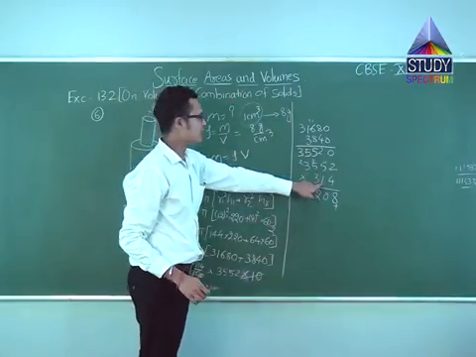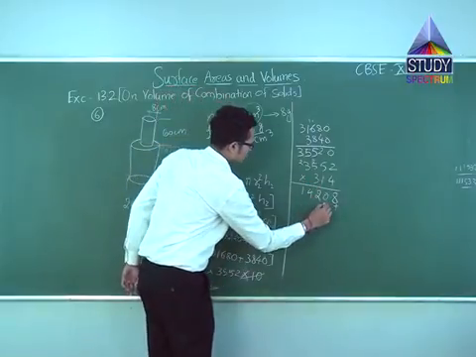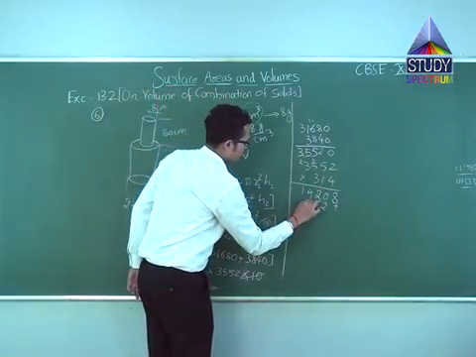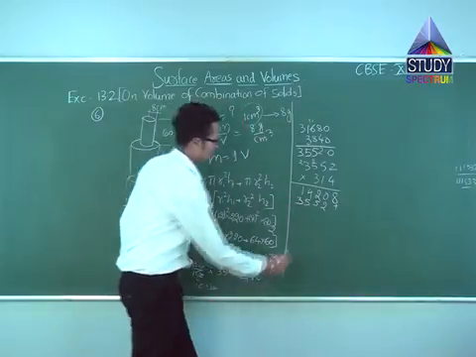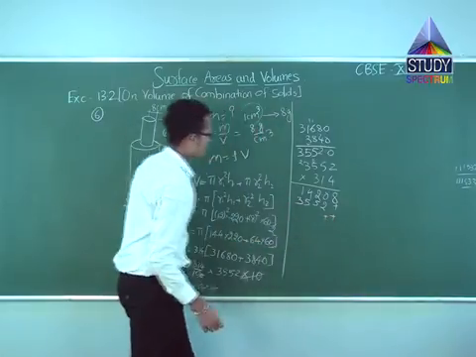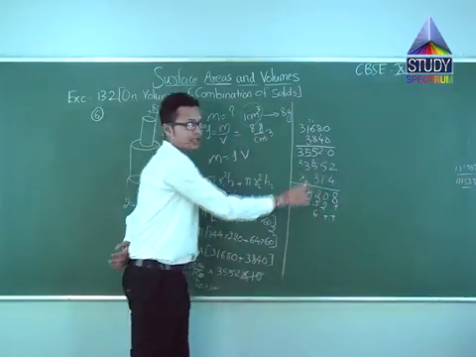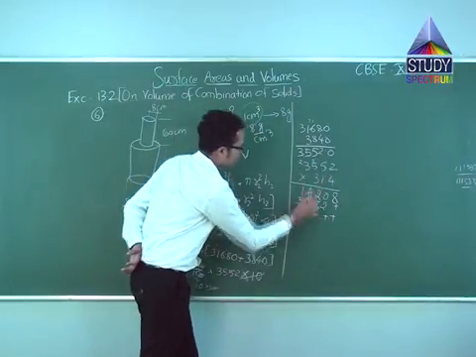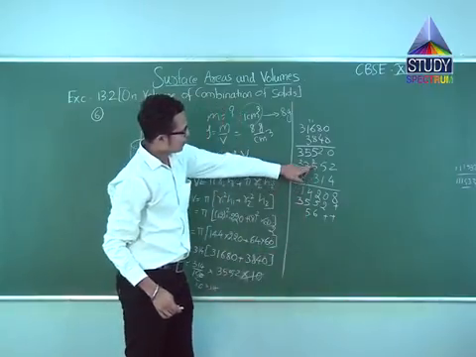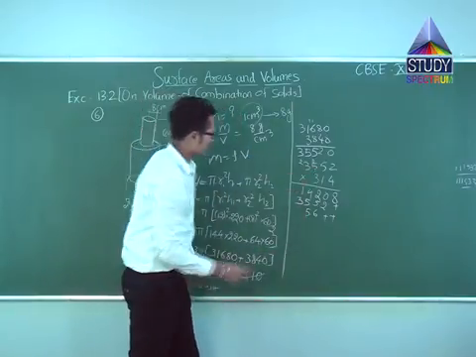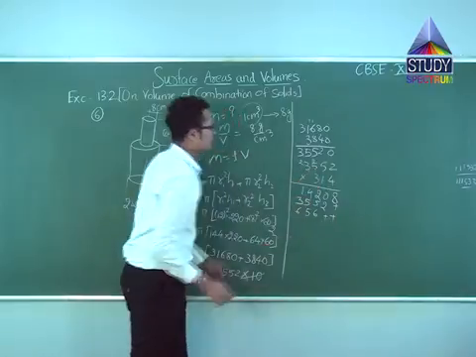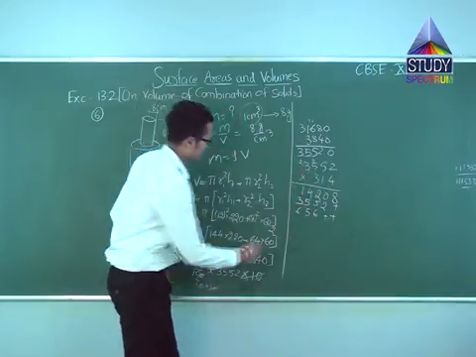3552 times 1 is 3552. So just write 3552, plus 3 into 2 is 6. 3 into 5 is 15, 5 carry forward 1. 3 into 5 is 15 plus 1, 16. 6 carry forward 1. 3 into 3 is 9 plus 1, 10.